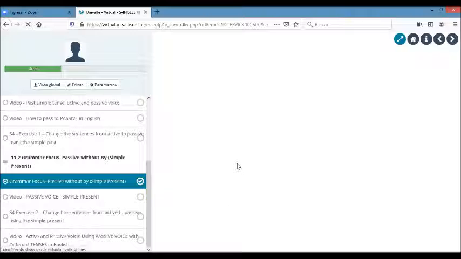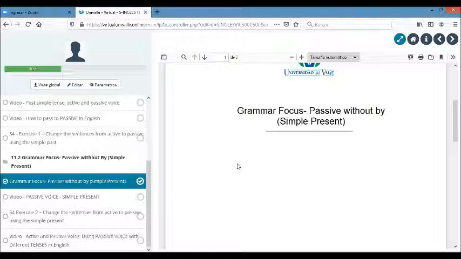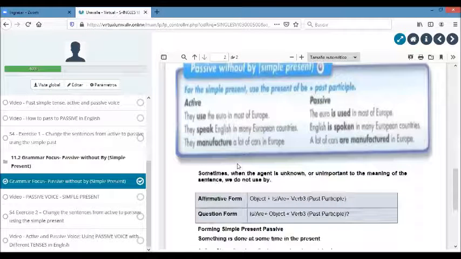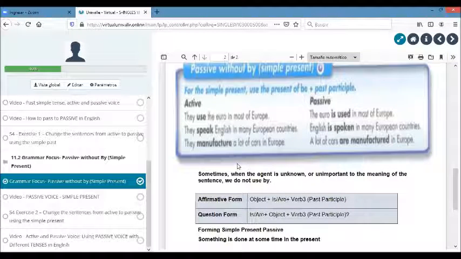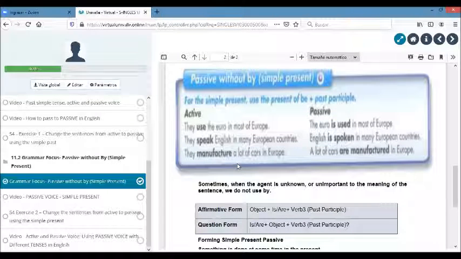Okay, just wait a moment, please, because my computer and my internet today, oh my God. Okay, we have grammar focus passive without by, simple present. And here for the simple present, use the present of be, is, are, plus past participle. Acá es lo contrario. En la voz pasiva a la activa, con by, utilizamos el pasado simple del verbo to be, was, were. Acá utilizamos la forma presente simple del verbo to be, en este caso is, are, ¿ok?